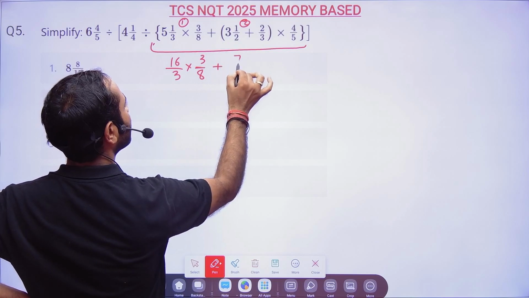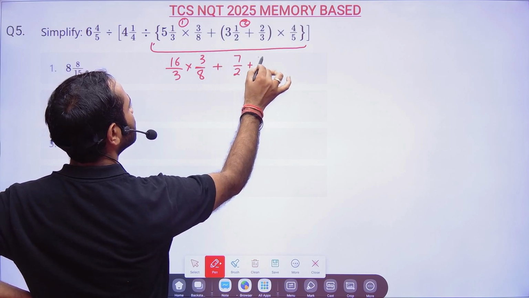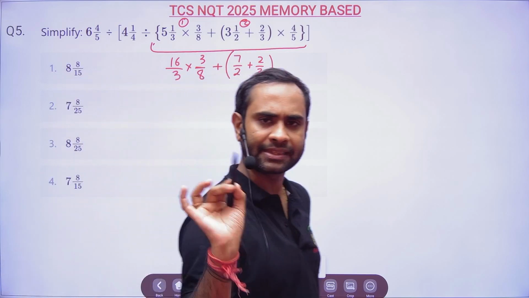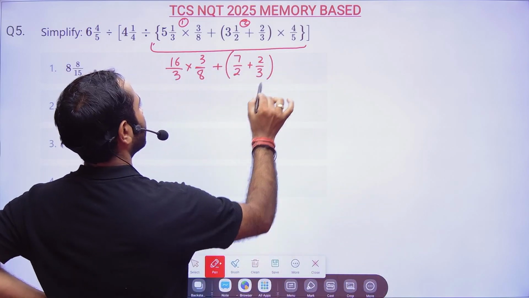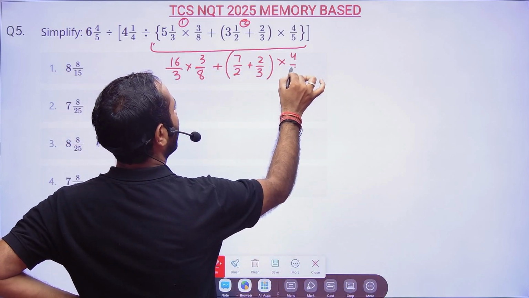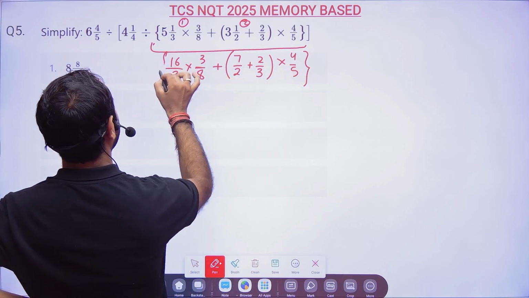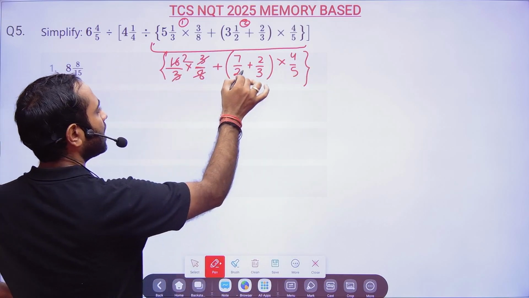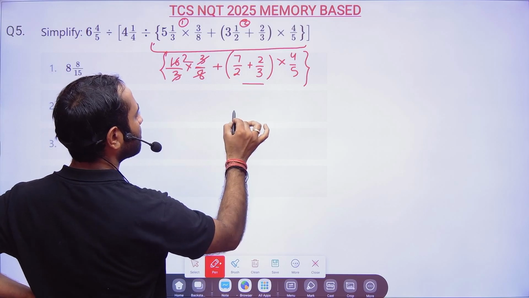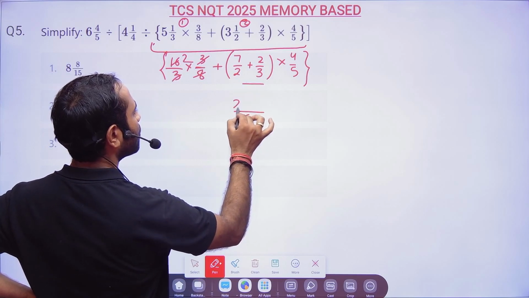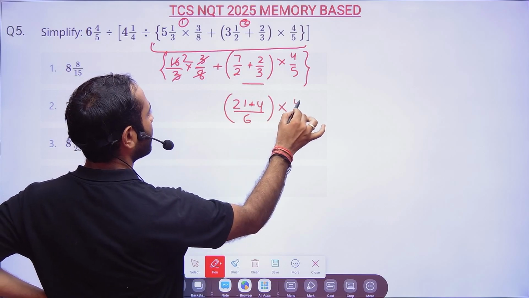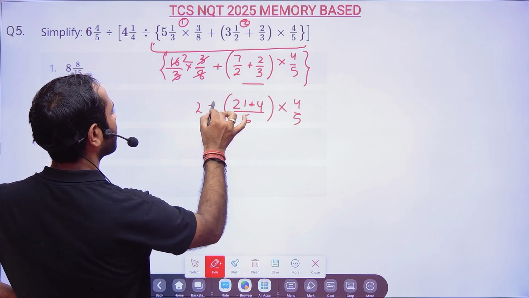This will be 7 by 2 plus 2 by 3. This is a bracket. As BODMAS says, first deal with the bracket and then only you do something else. Okay, fine. And into 4 by 5, and then you have this open bracket. So the 3s cancel, and this is 2 times. Then if you try to simplify, 3 2s are 6. So 21 plus 3 2s are, so 4 into 4 by 5, and here it will be 2 plus.